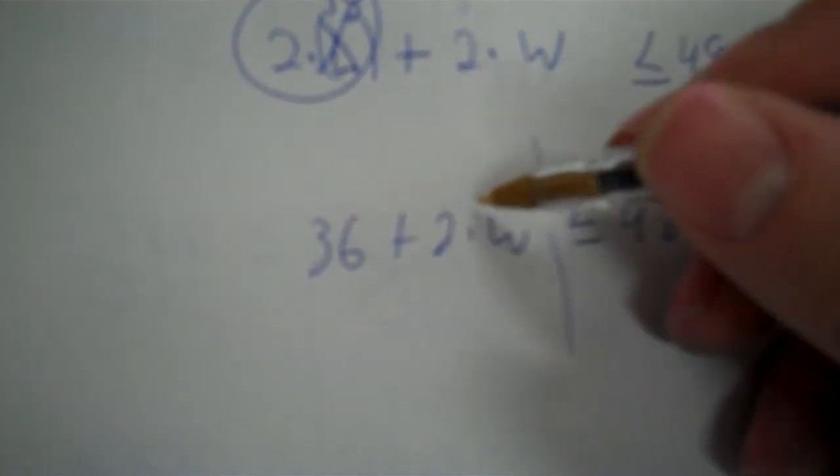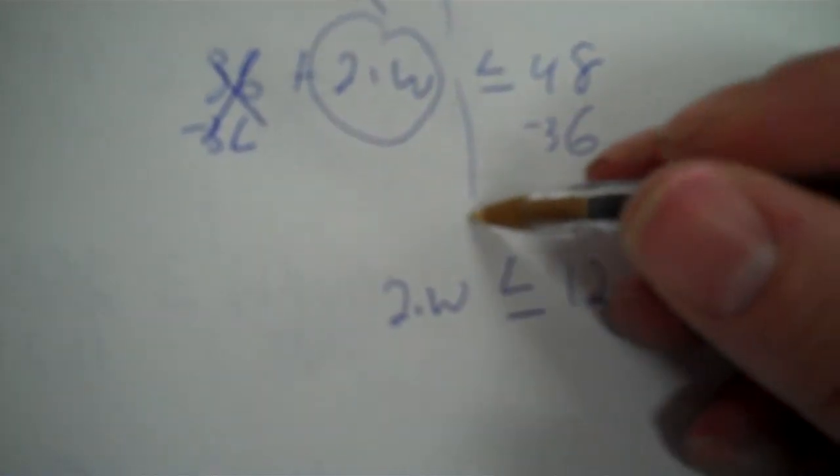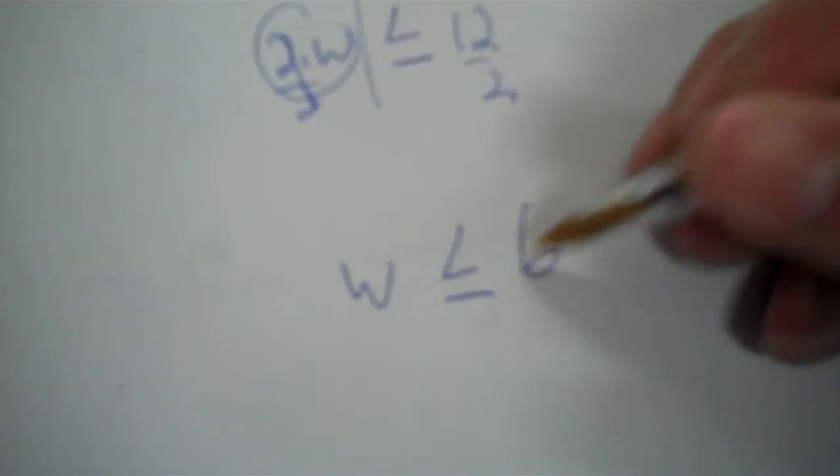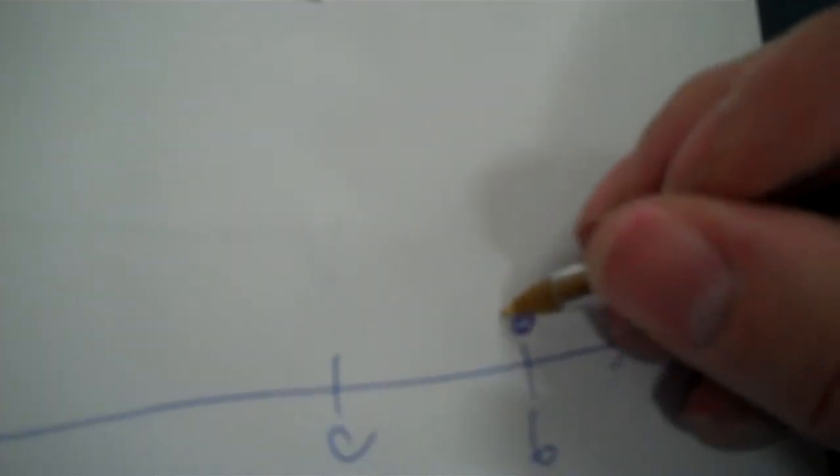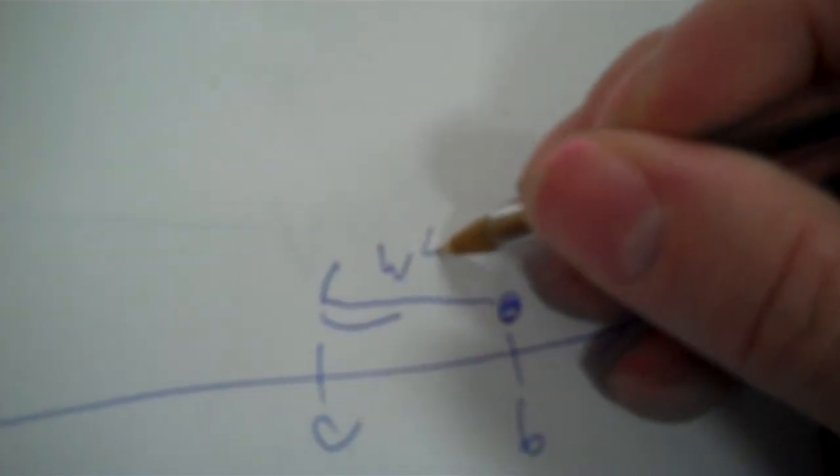We have plus and times, so we highlight the times. That's a keeper. And we have to get rid of the 36. So that's going to take us to 12. 2 times W. Then I divide by 2. And I've got W 6. So I've got 0, 6. It's eating the numbers, so it would go this way. And there's the solution.